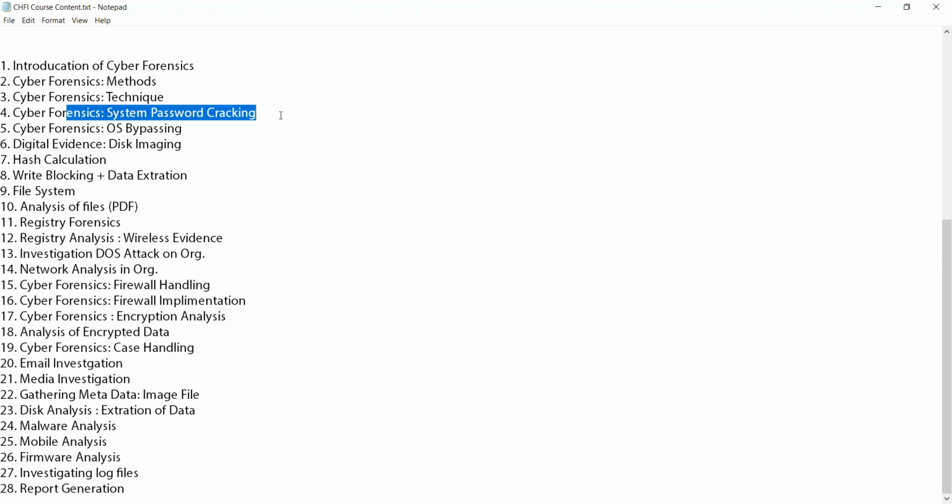So these are all the 28 modules which will define everything that is related to computer forensics as well as cyber forensics.